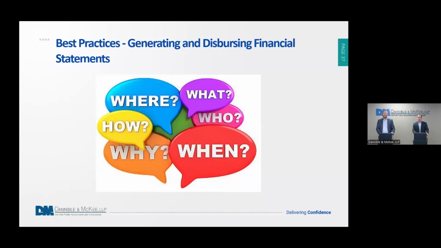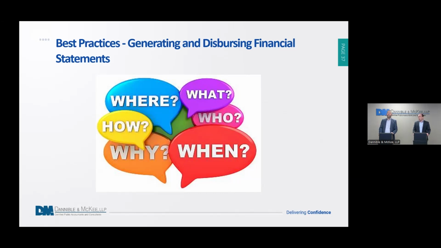How often does it make sense? Does it make sense to provide an analysis on a monthly basis? Does it make sense to just offer it on an annual basis? So really think about those items as you're coming up with ways that you want to analyze your financial statements and distribute them to people in your company.